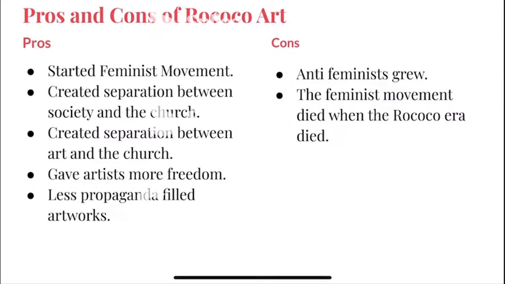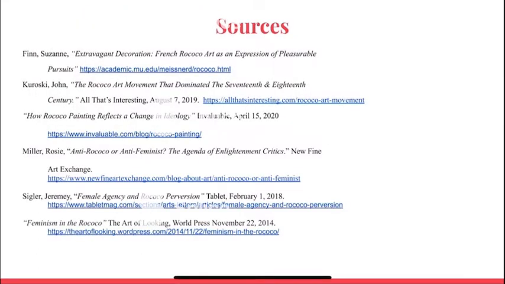There are several pros and cons of the Rococo period. The pros of the Rococo period were it started a feminist movement, it created a separation of the people and the church, it created a separation of art and the church, it gave artists from this time period freedom to paint what they wanted, and there was less propaganda embedded in artworks. Some cons of Rococo were it caused anti-feminists to grow in numbers, and the feminist movement died when the Rococo period died. That is the end of my Rococo era presentation.